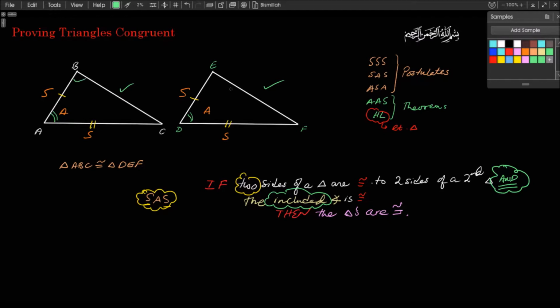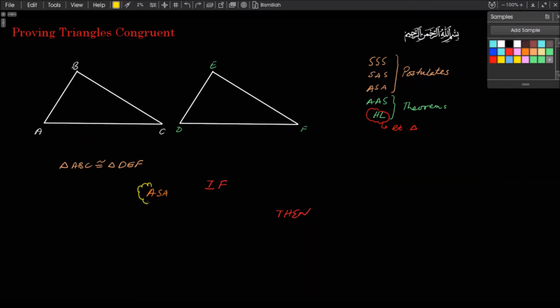Or this angle B is congruent to angle E over here, because that's what it means to be congruent triangles. Because as we learned before, corresponding parts of congruent triangles are congruent. So once we prove these triangles to be congruent, we can use CPCTC to prove that the remainder of the corresponding sides and the corresponding angles are congruent.